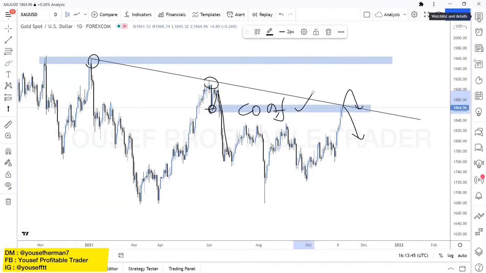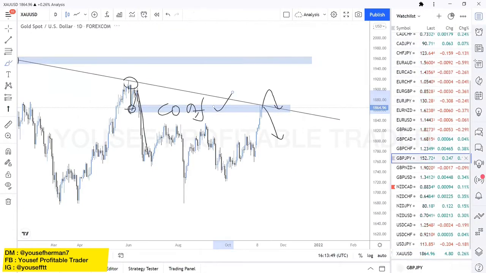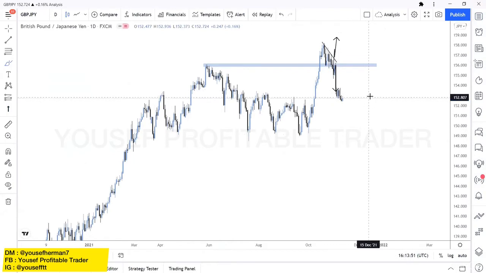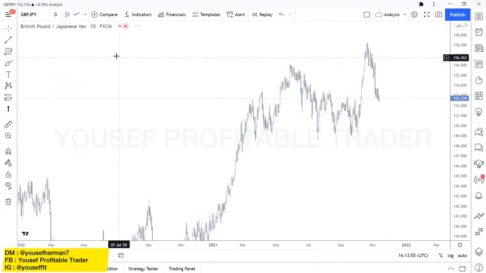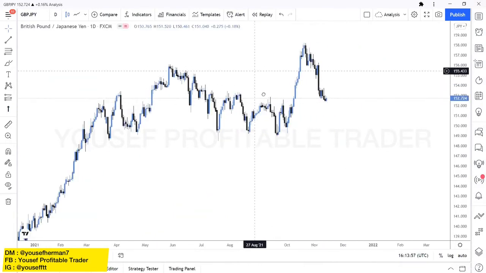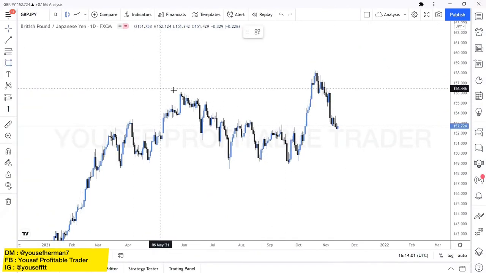Let me show you another example. Any pair, let's say GBPJPY. Let's remove this. Over here, let's draw the obvious level. One is over here.